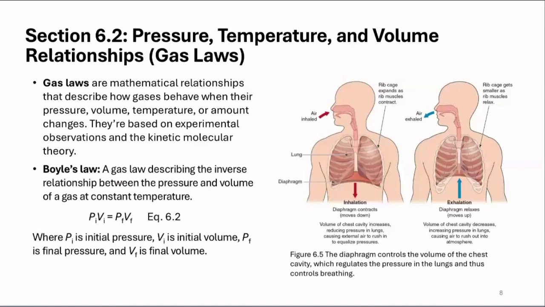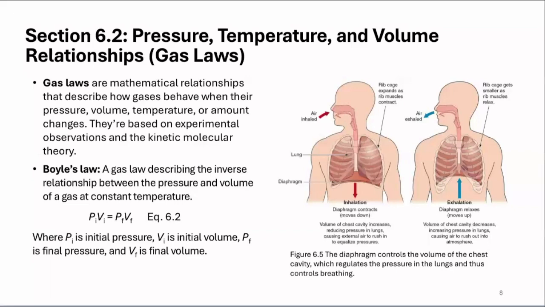These gas laws are based on experimental observations and the kinetic molecular theory. Even though there are many gas laws, in this class we're only going to explore a few, starting with Boyle's law. Boyle's law describes the relationship between pressure and volume. This relationship is only true if the temperature of the gas is held constant and also the number of moles.